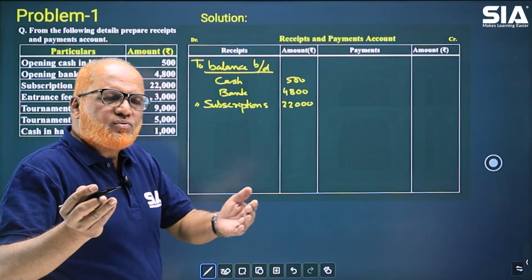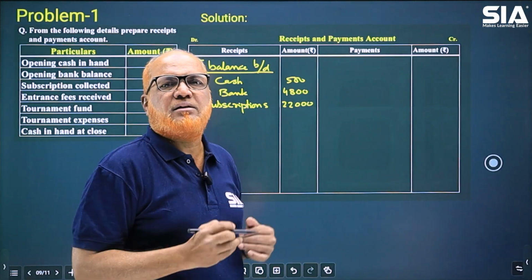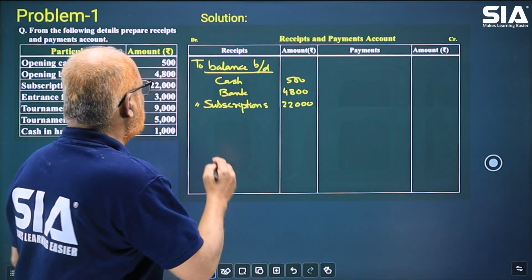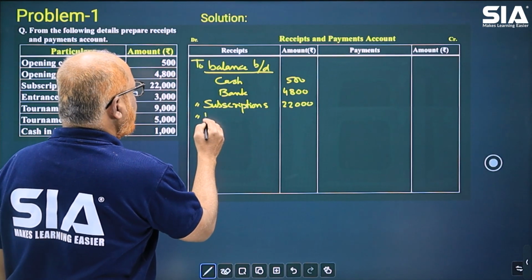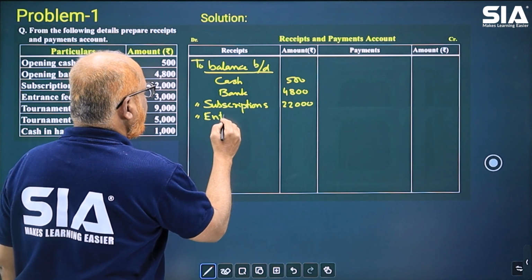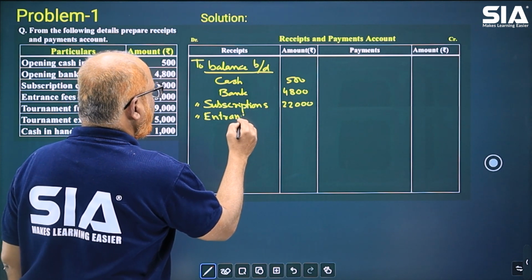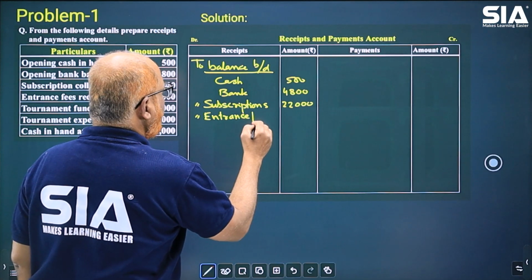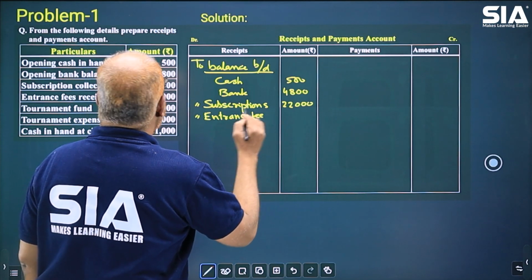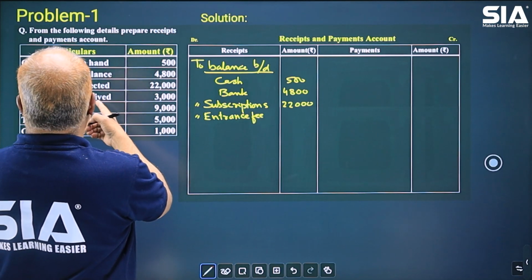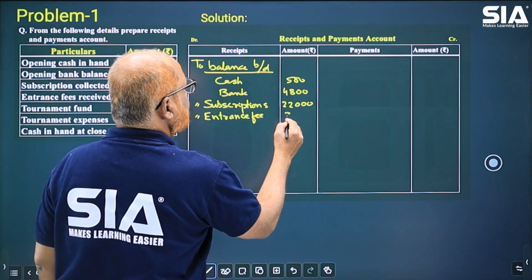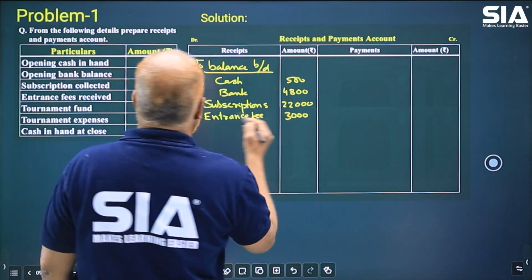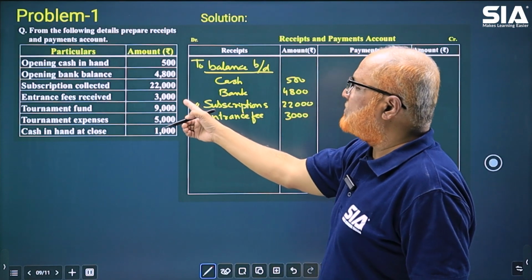Next comes entrance fees received. So remember, entrance fees received is also one of the receipts. So I'm taking it on the debit side. Entrance fees. Entrance fees received is how much? 3,000. So here you can see entrance fees received 3,000.